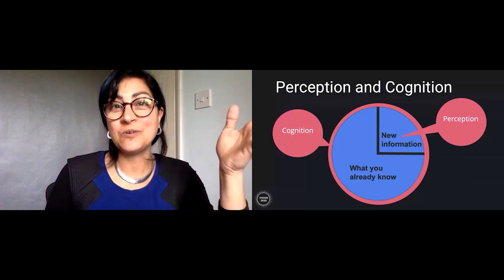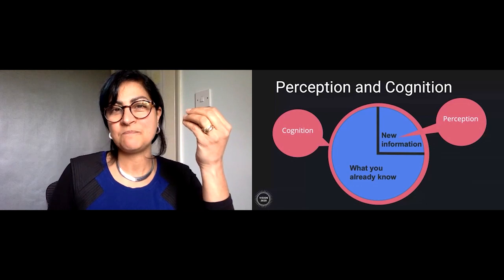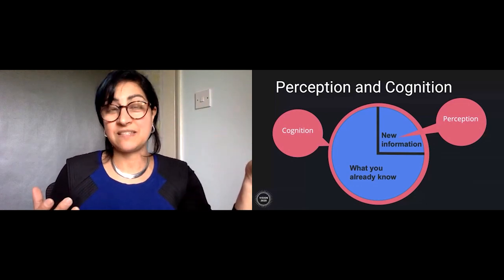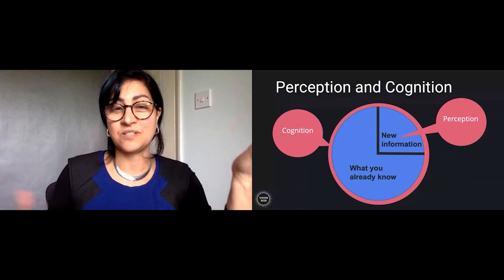So we all know the power of the words we use. And this is about the power of the images we see. A picture speaks a thousand words. And this is really what that's all about.